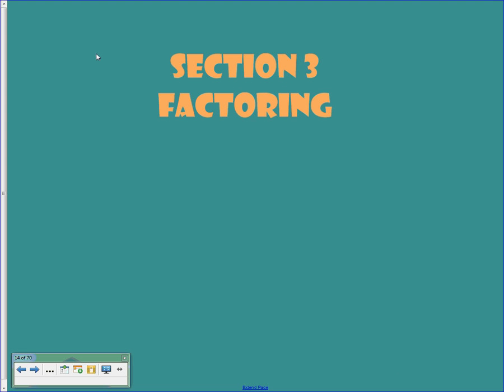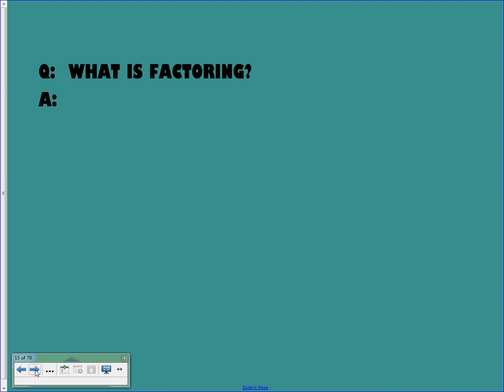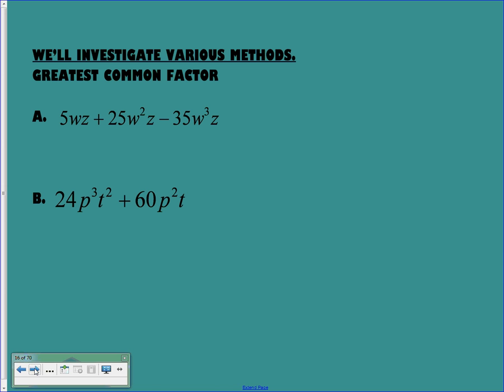Section 3 is on factoring. And what is factoring? Well, factoring truly is unfoiling. So I'm going to get very technical here and call it unfoiling. Everything you did yesterday, today we're going to learn how to work ourselves backwards. There are a lot of different methods, so today we're going to go over 2 of them. The first one is just taking out a greatest common factor.